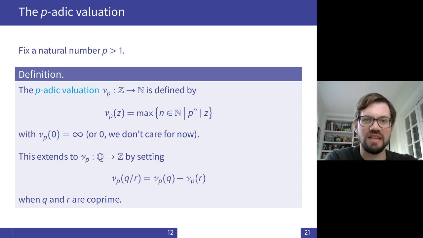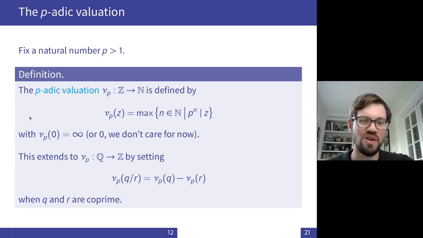Let's start by just fixing some arbitrary natural number, not necessarily prime, but bigger than 1, some number p. And we're going to start by defining the p-adic valuation. We're not at the absolute value yet. The p-adic valuation is defined as the highest natural number n, such that p to the n divides the input z. So what does that mean? It means that the valuation of some integer z is higher if more copies of this fixed number p can be factored out of z. So if some very high power of p divides z, then the valuation of z is high. If we can't divide any high powers of p into z, then the valuation of z will be low.